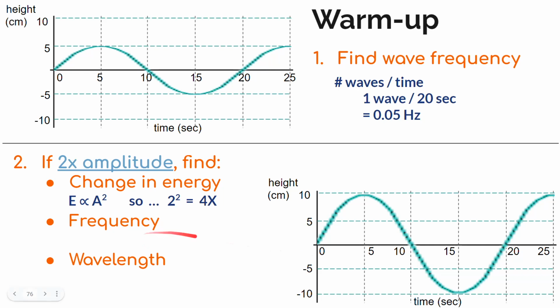What about frequency? Well, I didn't change the time that it took for one wave, which means I also didn't change the frequency. All I did was change the amplitude. Amplitude and frequency are not going to be related to each other. So making that change to the amplitude has no effect on frequency, and similarly, it also has no effect on wavelength. The only thing changing the amplitude will affect is the energy of that wave for our mechanical waves, which is, again, what we're focused on this unit.